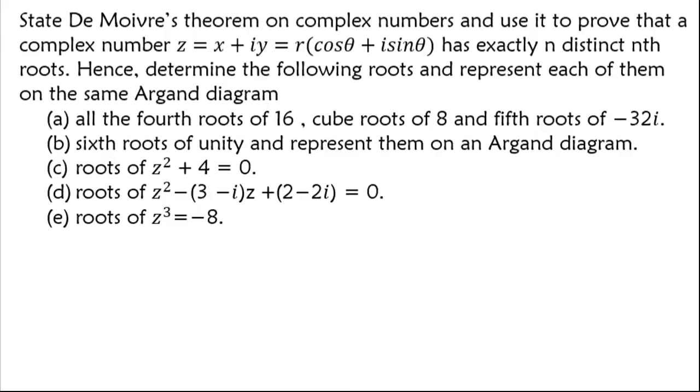Hi guys, so we have this question on complex numbers which reads: state De-Moivre's theorem on complex numbers and use it to prove that a complex number z equals x plus iy equals r (cos theta plus i sin theta) has exactly n distinct nth roots. All right, so let's start by proving this part first. Then we're going to go ahead and solve the equations that follow. That is, we'll be finding the fourth root of 16, the cube root of 8, and every other equation that follows. So let's break it down.